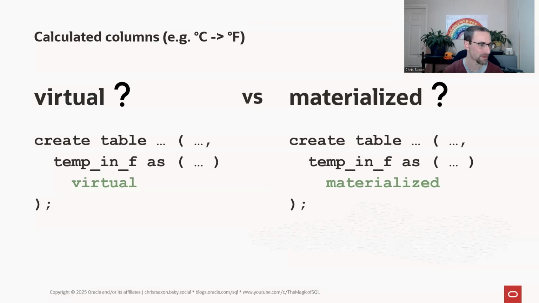So what do we think? What are we going to go for here? Which will we prefer, virtual columns or materialized, for these kinds of calculated columns? Let's assume we're capturing temperatures in Celsius, but we also want to show them in Fahrenheit for the people who don't use the metric measures, right? Okay, come on.